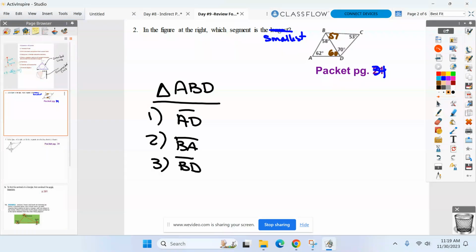Do the same thing, but now let's go to triangle BCD. All right, you guys take a look. What's the smallest side in BCD? I think we already established that, right? That was BD. Hey, what's up next then? CD, biggest side, BC.